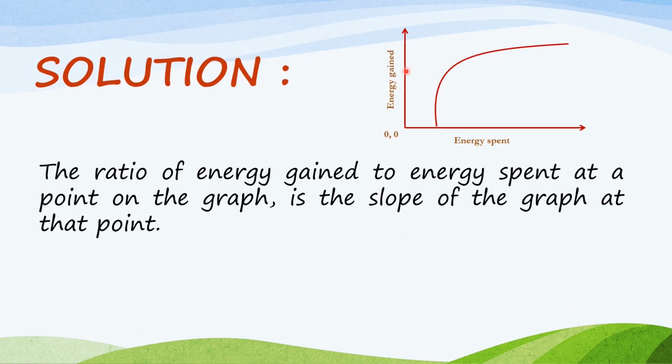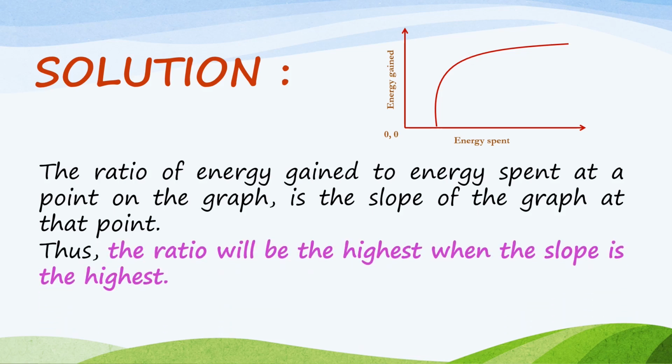Solution. We know that the slope of a line equals the change in y-coordinate divided by the corresponding change in x-coordinate between two distinct points on the line. Here, the y-coordinate represents the energy gained and the x-coordinate represents the energy spent. Therefore, the ratio of energy gained to energy spent at a point on the graph is the slope of the graph at that point.